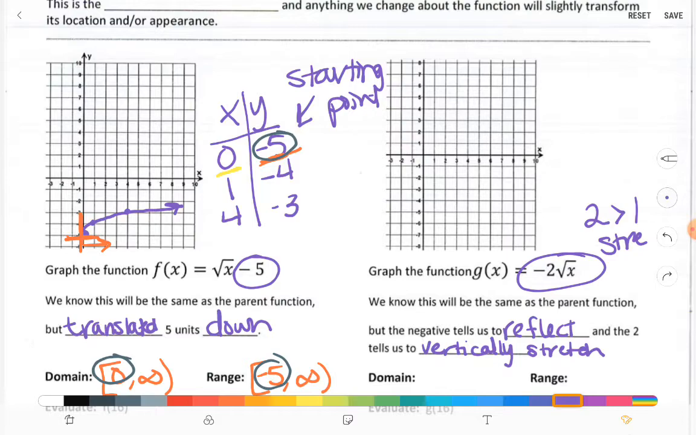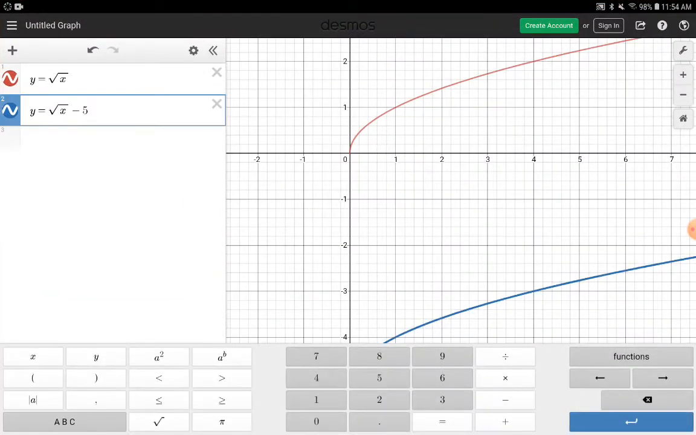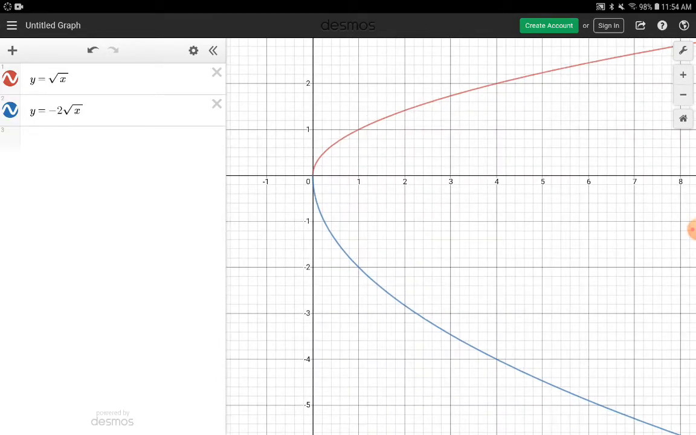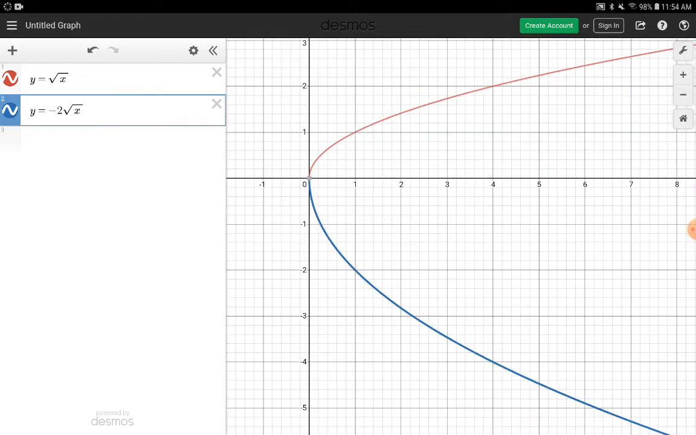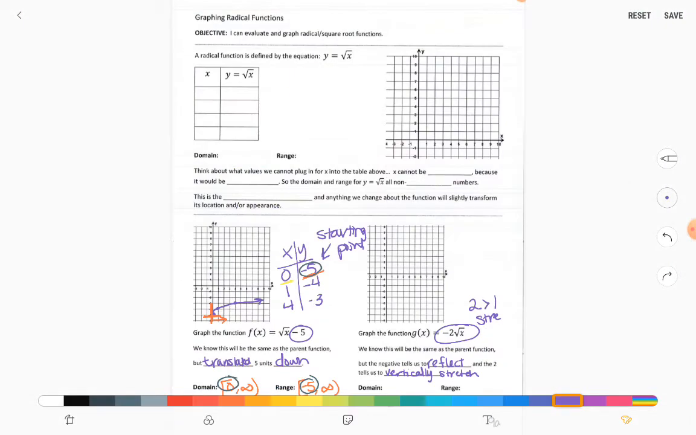Okay, so let's look at Desmos. Let's see what this graph is going to look like. So I'll get rid of this one. Do -2. Okay, now looking at these graphs, okay, the blue one is my new graph, so see how it's facing down, and then it's being a little bit more stretched. So instead of it being at (1, 1), it's going to be at (1, -2). Okay, so let's go ahead and graph these points.